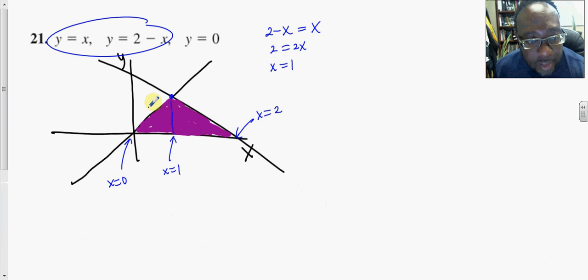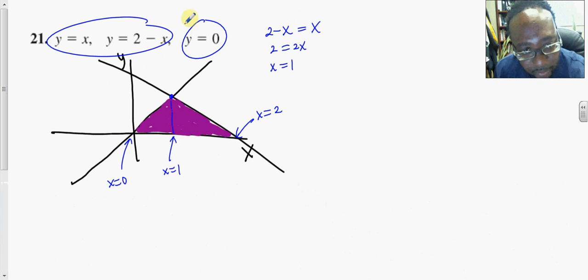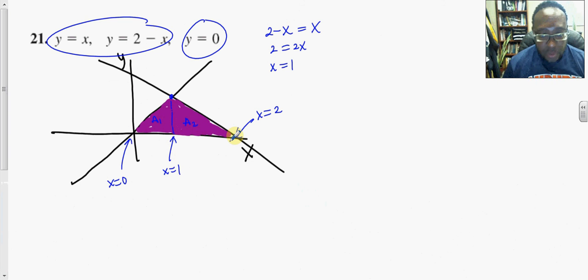So the function that's up top from 0 to 1 is y equal to x, and the function that's down below is y equal to 0, right? And so we have two areas, the first area, then the second area. Then you move from 1 to 2. The function that's above is 2 minus x, and the function that's below is y equal to 0, right?